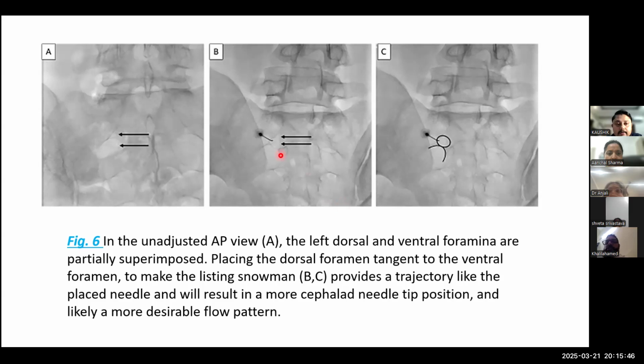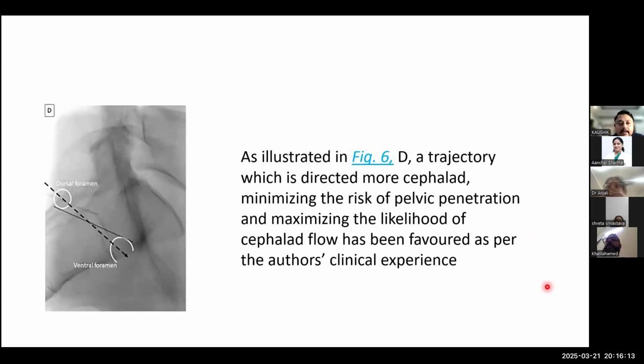They have placed it ipsilateral oblique in images B and C, and they have shown a snowman appearance. They have advocated a trajectory like the needle placed over here, and what they have found is that this will result in a more cephalad needle tip position and likely a better flow direction pattern. As seen in this image as well, a more cephalad trajectory would minimize the risk of pelvic penetration, and this has been favored as per the authors' clinical experience.